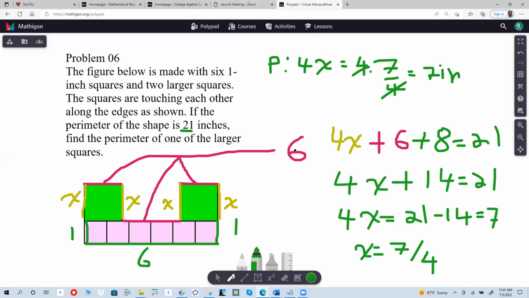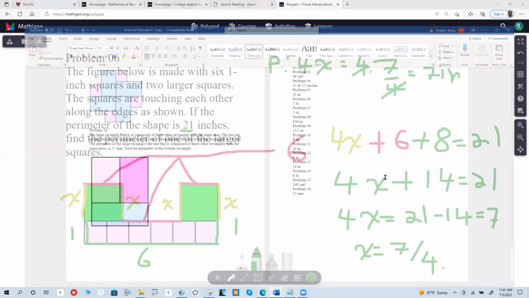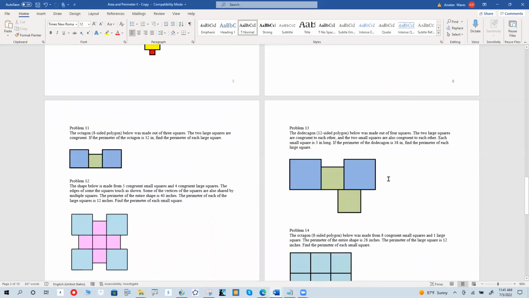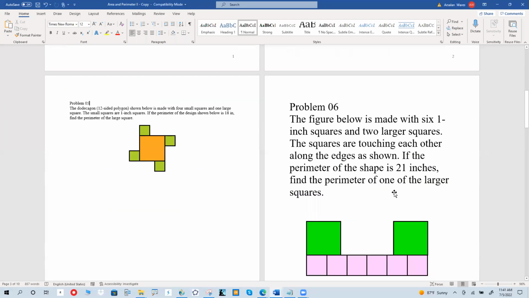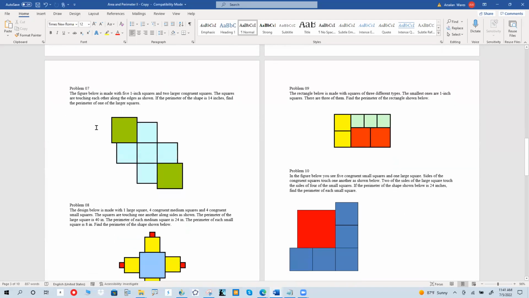All right, moving on, doing the next one. We did 6, let's try 7. It's going to seem a little repetitive.